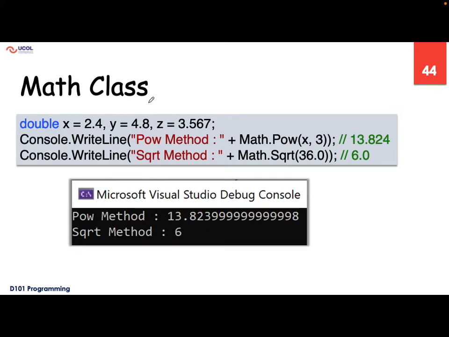Again we have this Math class, and then we have a power method. So, power is x raised to power 3. So, it will compute x raised to power 3. Square root of 36: when you say square root, it will compute the square root and give the answer 6.